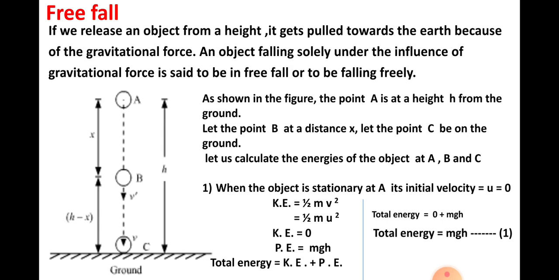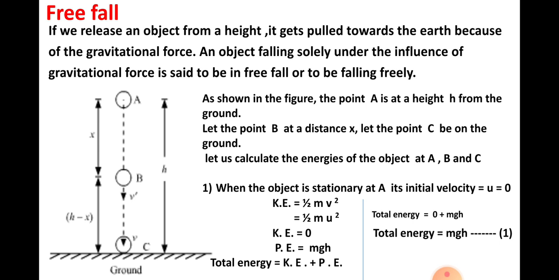Free fall. If we release an object from a height, it gets pulled towards the earth because of the gravitational force. An object falling solely under the influence of gravitational force is said to be in free fall or to be falling freely. As shown in the figure, point A is at a height h from the ground, let point B be at a distance x, and let point C be on the ground. Let us calculate the energies of the object at points A, B, and C respectively.